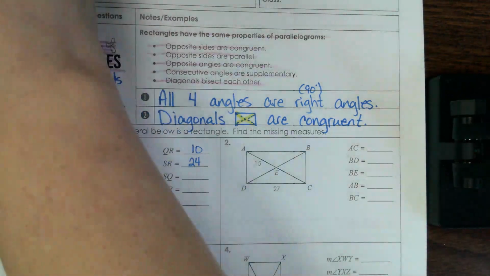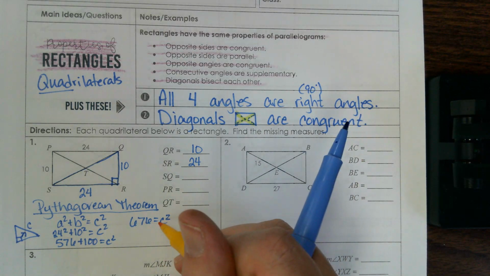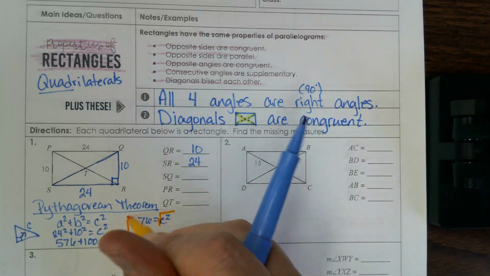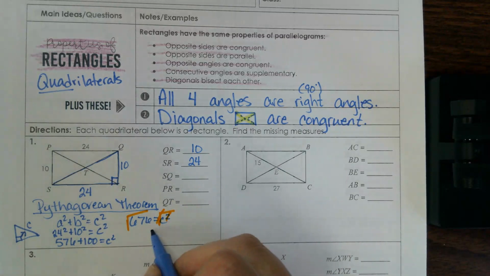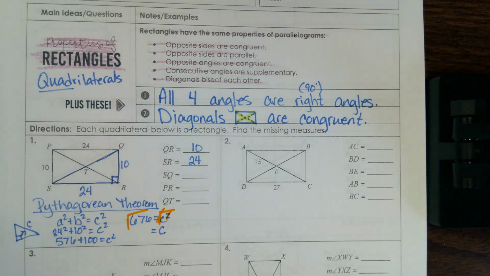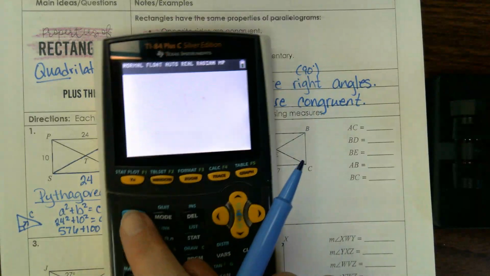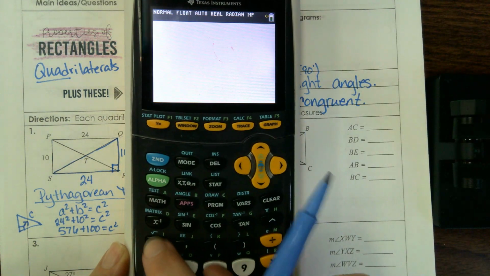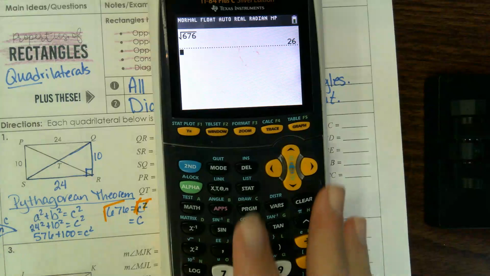Now if you remember, the inverse operation of squaring a number is to take the square root. So if I need to get rid of a square, I will simply square root both sides of this, and that will cancel that square, and c is left all by itself. Okay, to get to the square root symbol, you're going to hit the second and x squared button, and there's my square root, and I get 676, which is 26.